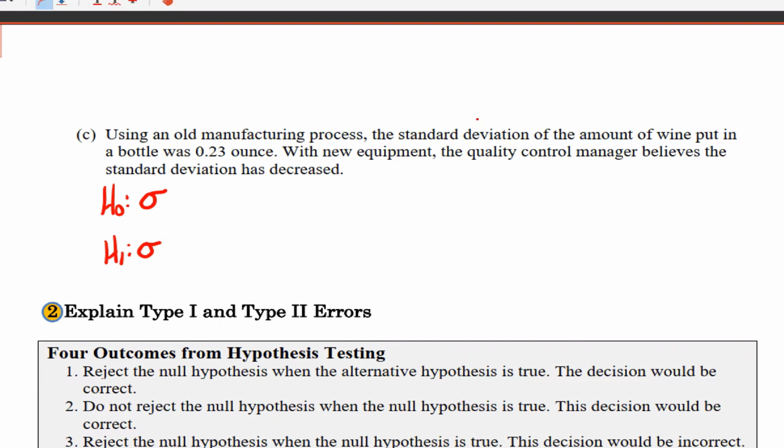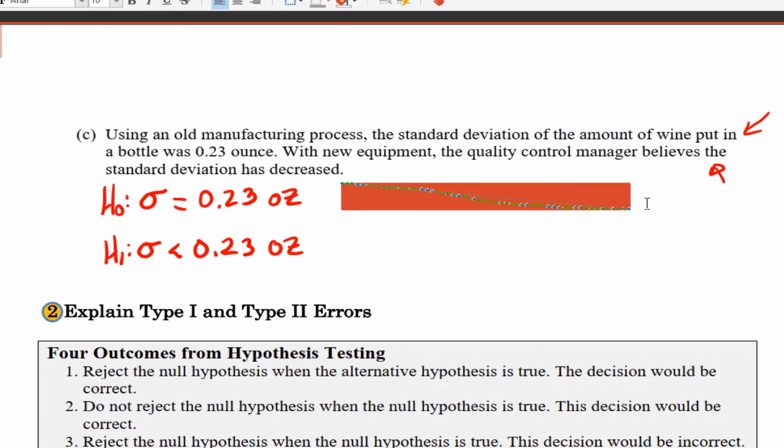And now we have to come up with a statement of no change, no effect, no difference, meaning there's no difference between the standard deviation amount of wine with the old process and with the new process. If there's no difference, then the standard deviation amount of wine is going to be how much? With no difference? 0.23, yep, 0.23 ounces. And what do we want to know? If it's decreased. So is it less than 0.23 ounces?